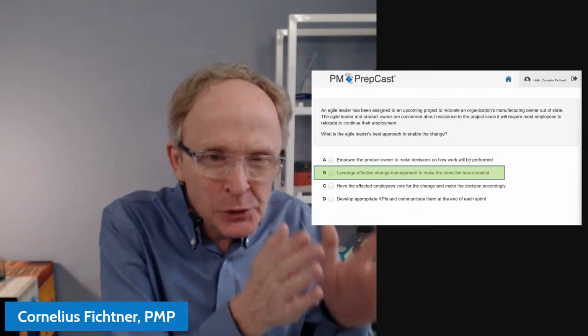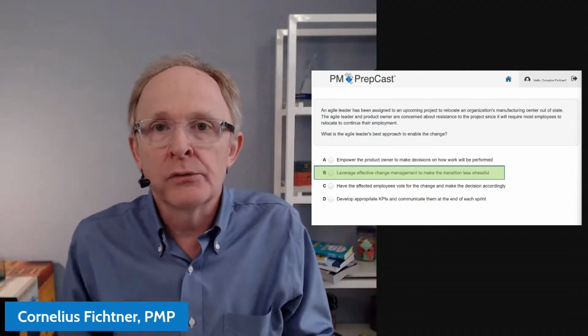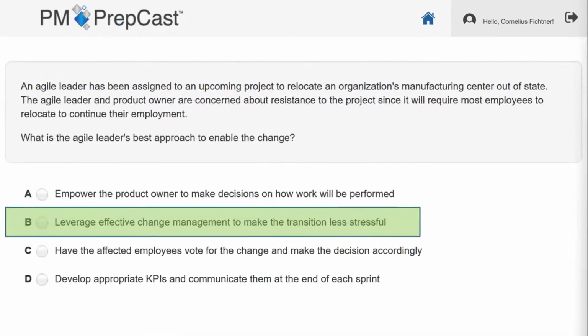seems more like a plan-driven approach, right? You plan this out years ahead. This is probably not just a 3-month project. This is a multi-year and multi-phase project, but nothing prevents us from doing that. Relocating organizational assets, a manufacturing center that we have described in this scenario here, to another location.